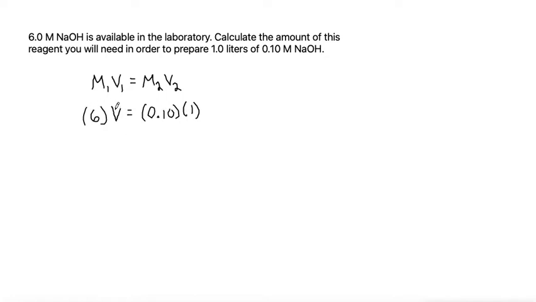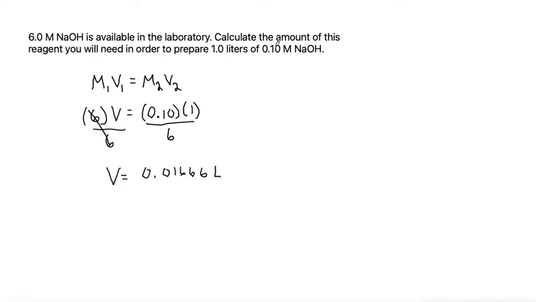Okay, so now we have an equation that has only one variable, V. In order to solve for V, V has a 6 multiplied by it, so let's divide both sides by 6. So the 6's cancel out and it leaves me with just V on the left. If I plug this into my calculator, 0.1 times 1 doesn't change anything, divided by 6 makes 0.01666. And again, that's going to be in a unit of liters. So this is the volume that I'm going to need.